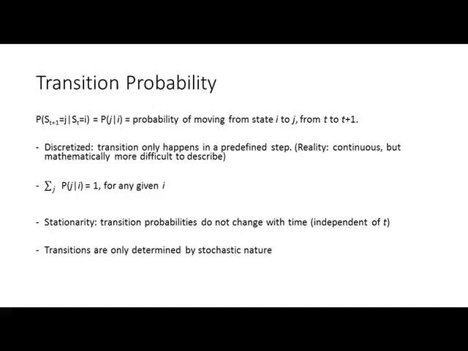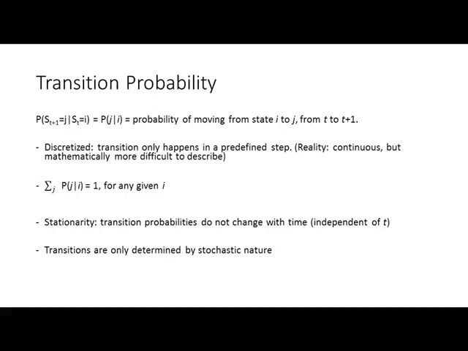And then transition probabilities. Here, if I use S_t to represent the state the system is in at time t, then naturally S_t+1 represents the state the system is in at time t+1. So your time step is from t to t+1, and this is the same as the probability of going from state i to state j, the probability of moving from state i to state j from time t to t+1.